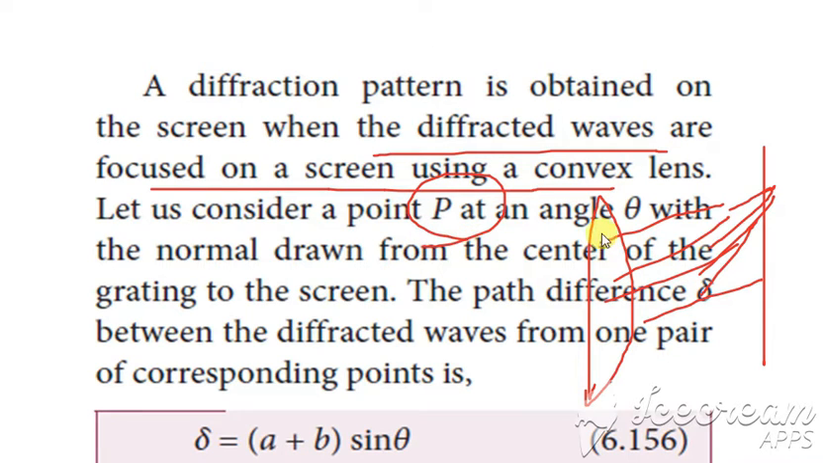Let us consider the point P, which is at an angle theta with the normal. The path difference is given by what?